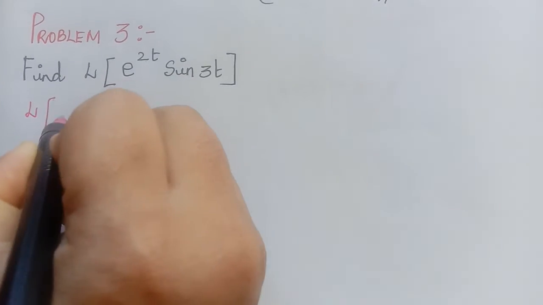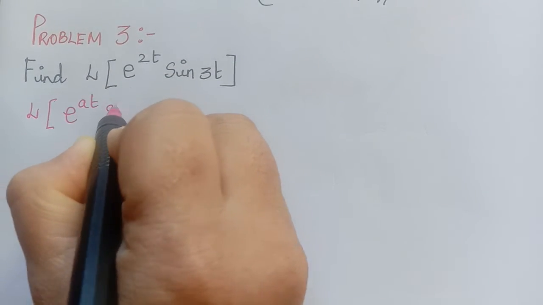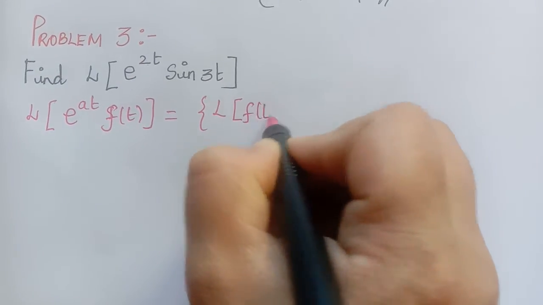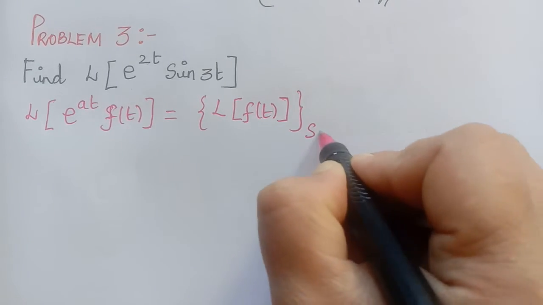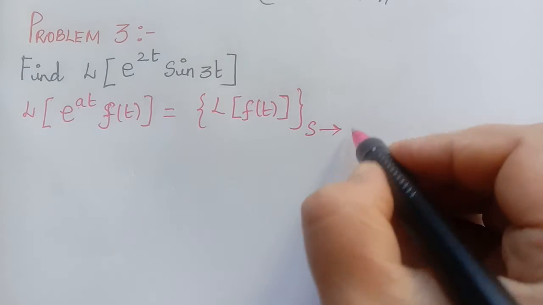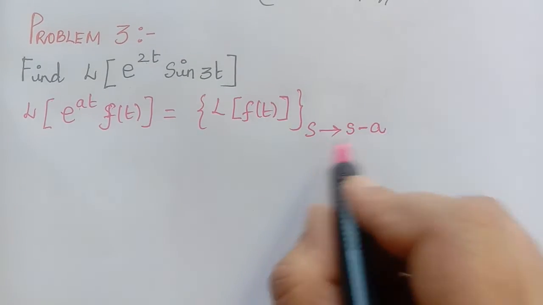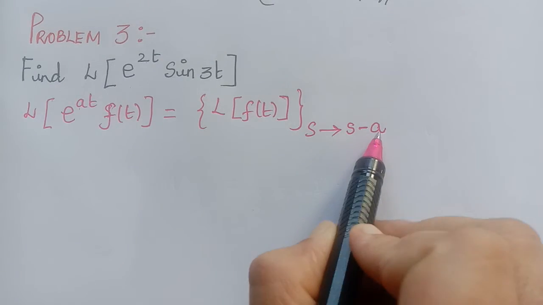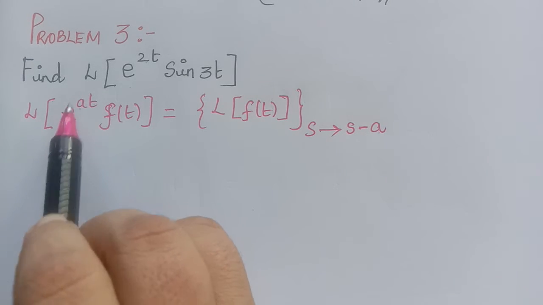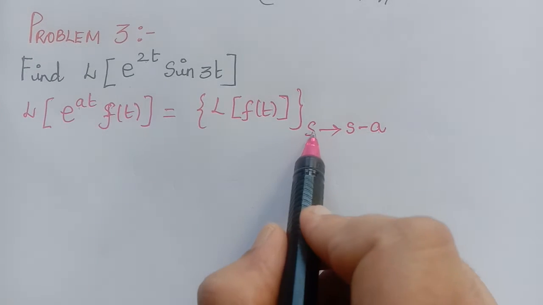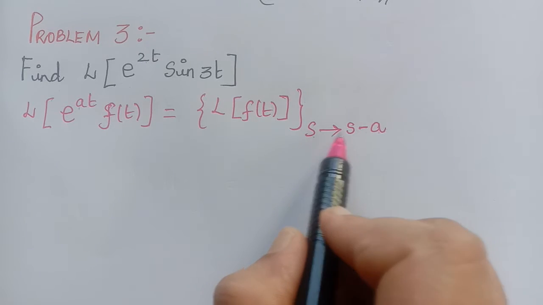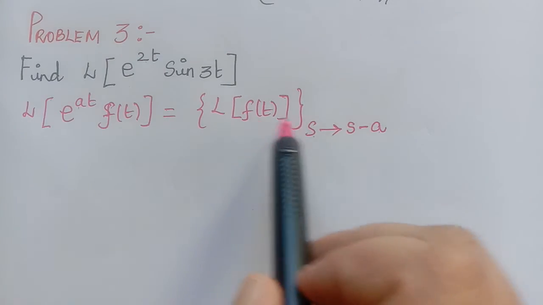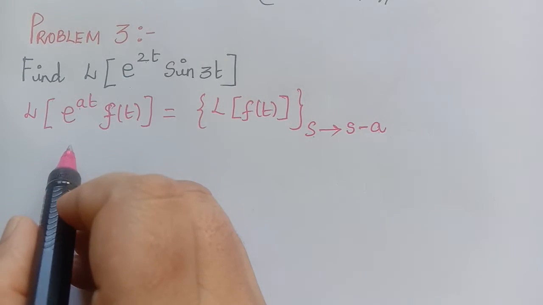So what is that? That is the Laplace transform of e to the power at times f of t. We have to find the Laplace transform of f of t, and in that we have to replace s by, now here we have plus a, so s should be replaced by s minus a. So always remember, when we have e to the power minus at, we have to replace s by s plus a, and whenever we have e to the power at, that is plus at, then s should be replaced by s minus a. So we should remember this. Now because here we have positive, we are using this shifting theorem. So let us apply it.